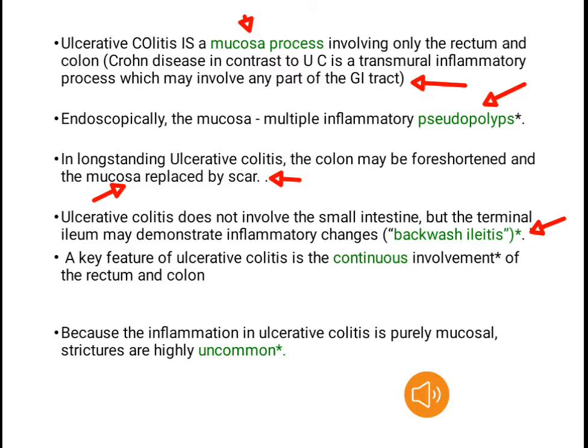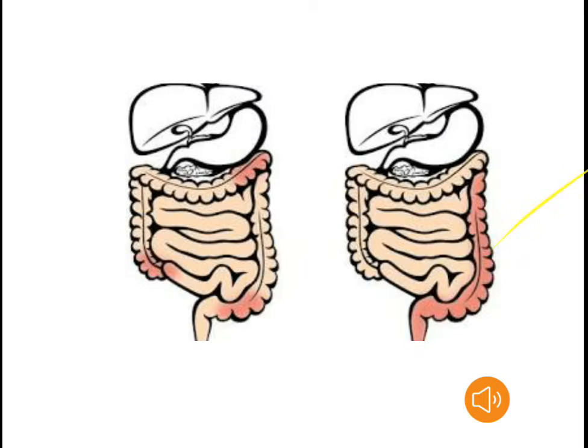A key feature of ulcerative colitis is the continuous involvement of the rectum and colon. Because the inflammation in ulcerative colitis is purely mucosal, strictures are highly uncommon. We can see here that ulcerative colitis is continuous, starting from the rectum extending proximally. In Crohn's disease, we can see skip lesions.